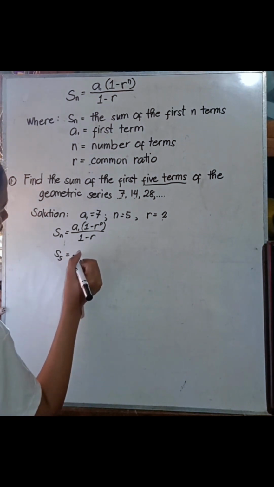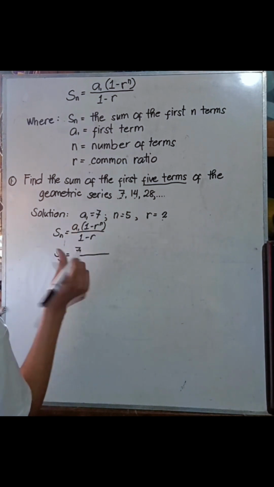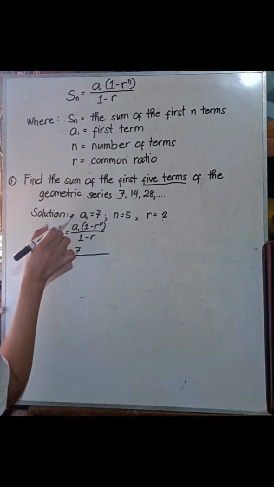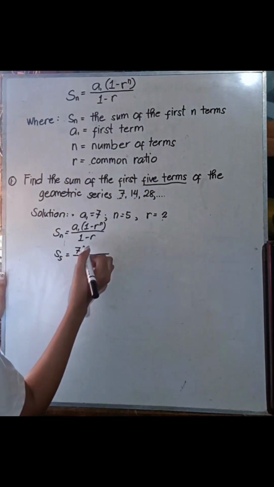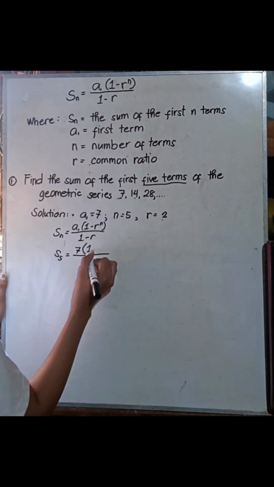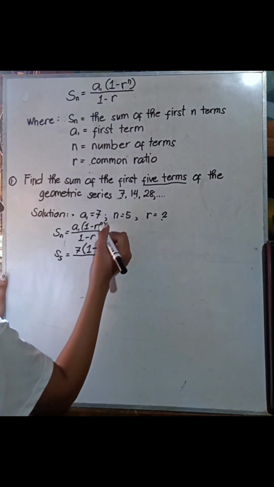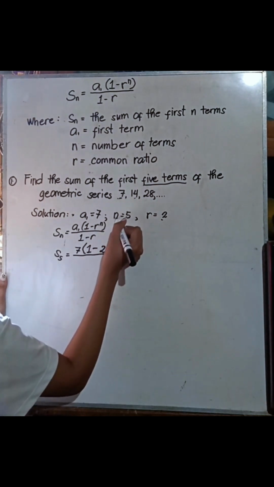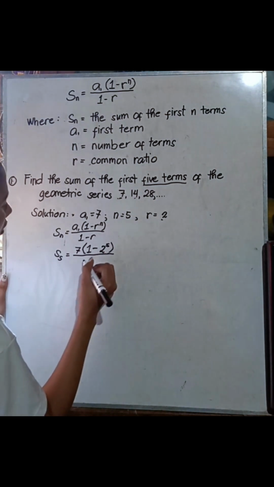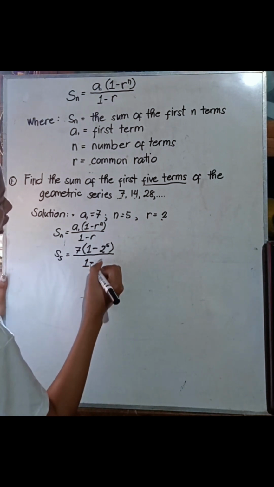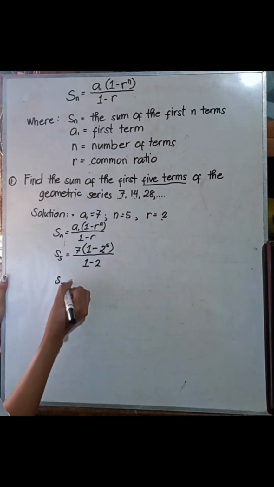It's equals to ating A sub 1 is equals to 7. Substitution lang, di ba? So, 7 times the quantity of 1 minus R, which is 2, and exponent n, ang ating n is 5. So, exponent 5, all over 1 minus R, ang R na to is 2. So, let's solve.